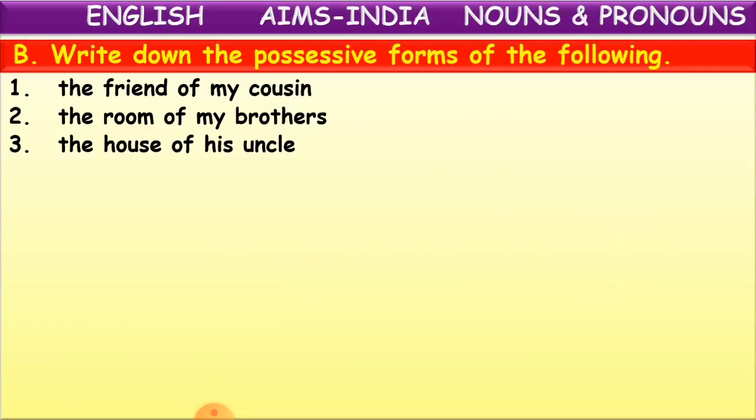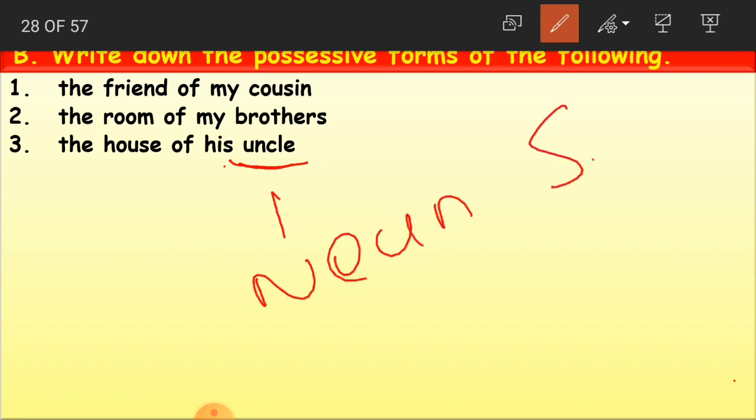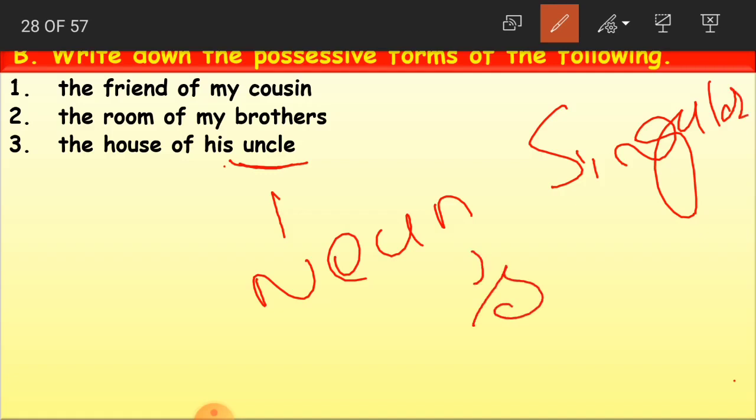The third one. The house of his uncle. So first you have to identify the noun here. What is the noun? Uncle. And now see whether it is in singular or plural. In which form is it? Singular. Okay, this is the noun, and it is in singular form. And because this is singular, what do we have to do? We have to add an apostrophe and s. Now, how will we write this sentence? The house of his uncle.